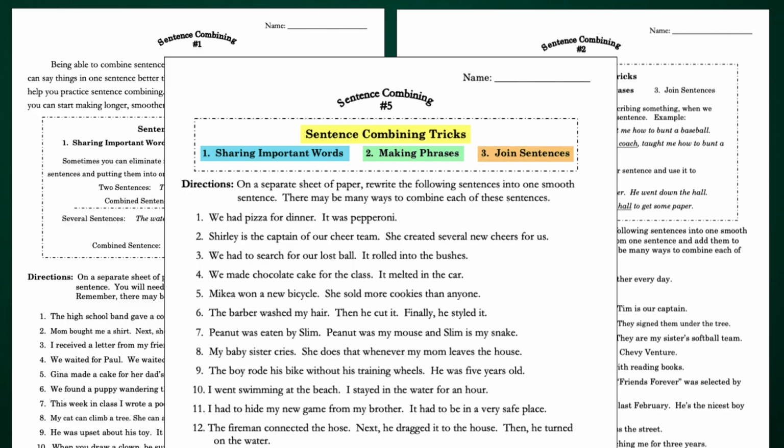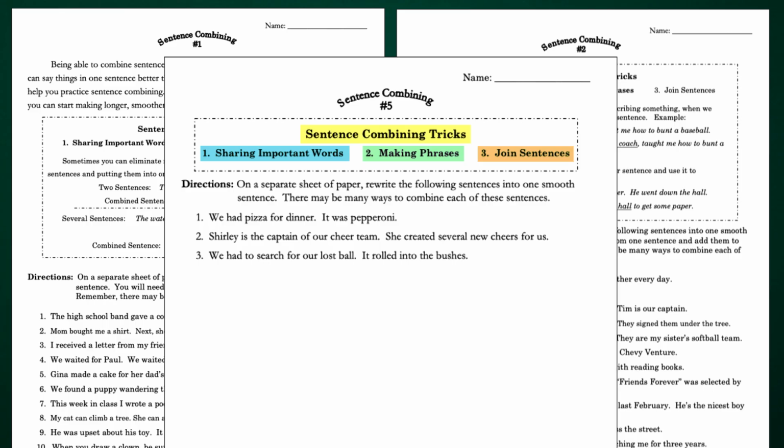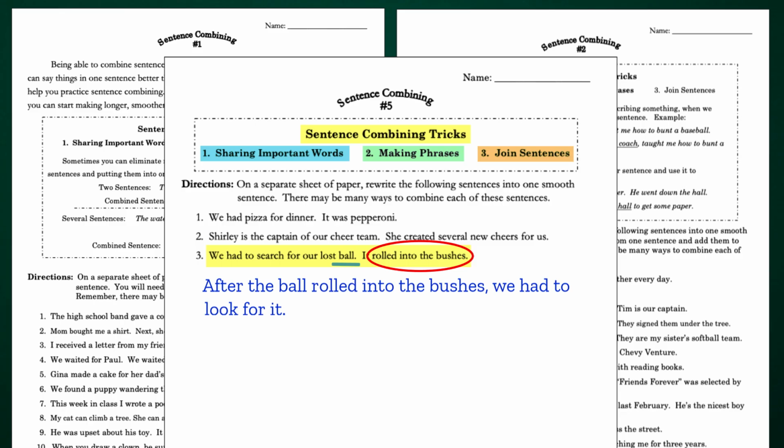It can be as basic as moving one word from one sentence to the other sentence. Like in sample 1, we had pepperoni pizza for dinner. Or it could be a more complex sentence combining, such as number 3, where they take a main idea from a sentence and move it to another. Like in number 3, they might put, after the ball rolled into the bushes, we had to look for it. Again, the goal of standards-based grammar is to get the students to use the skills they learn in the context of actual speaking and writing situations. You'll see more about how this happens when I go over the extensions.